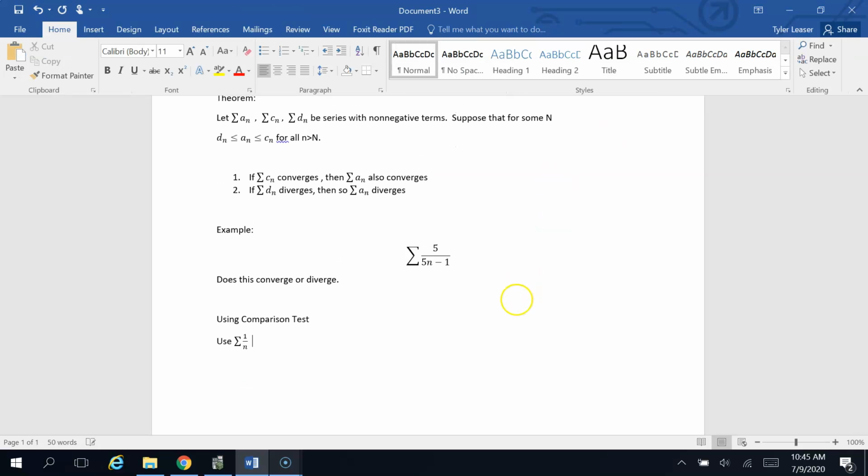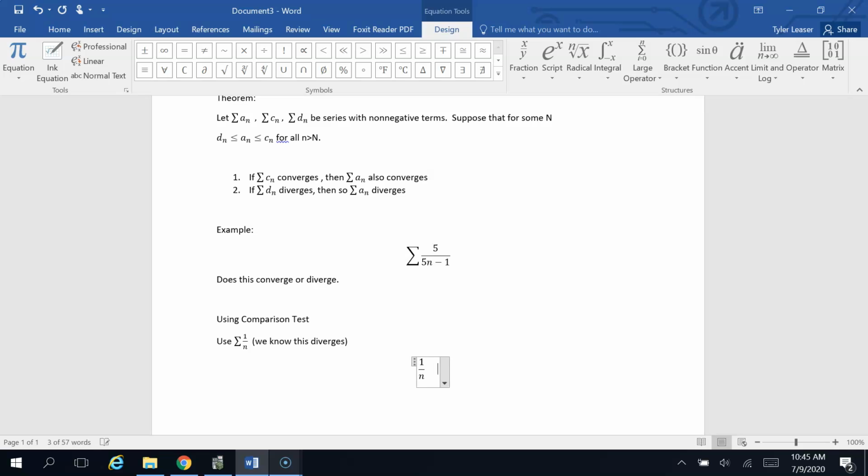We know this diverges. We know this diverges because this is just the harmonic series, or you can think of it like the p series where the exponent is 1. Okay. So what we need to know is how the comparison works between 1 over n and 5 over 5n minus 1.